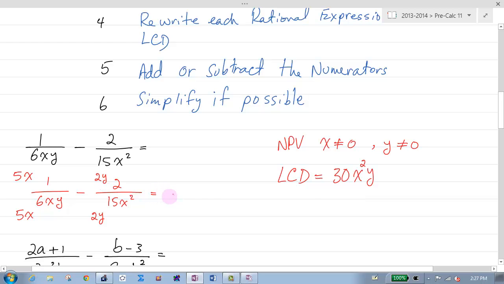So our first step now is to factor everything completely. I'm going to rewrite both fractions. The numerator of the first one becomes 5x times 1, and the denominator is going to be that LCD, 30x squared y. In the second fraction, the numerator is 2y minus 4y. If you have everything in factored form, things will look a lot easier.